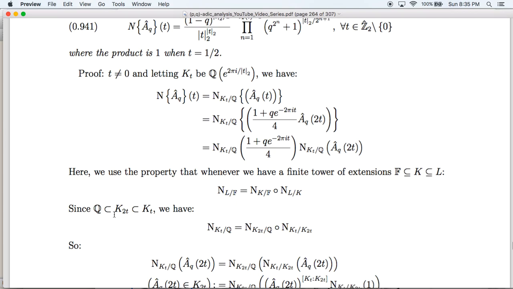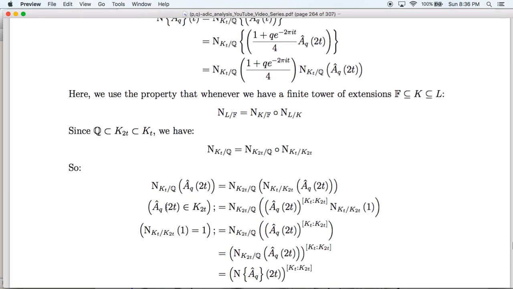Here, our extension is K_{2t} over K_t. So, for example, if t is 1/8, this would be adjoining an 8th root of unity. This would be adjoining a 4th root of unity. So here, the norm of K_t over Q is the norm of K_{2t} over Q applied to the norm of K_t over K_{2t}. And so now working through it, this is the left-hand side, this is the right-hand side.